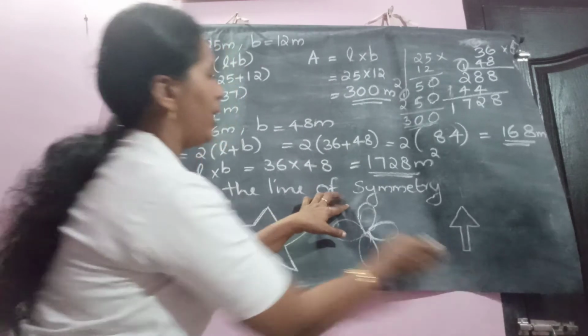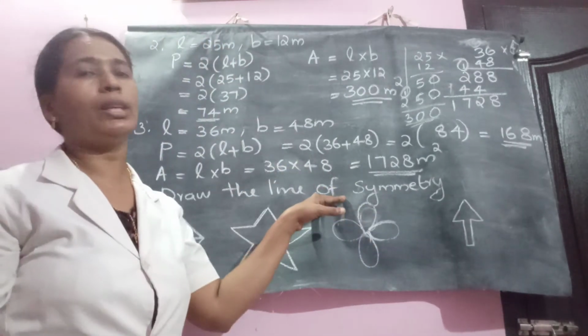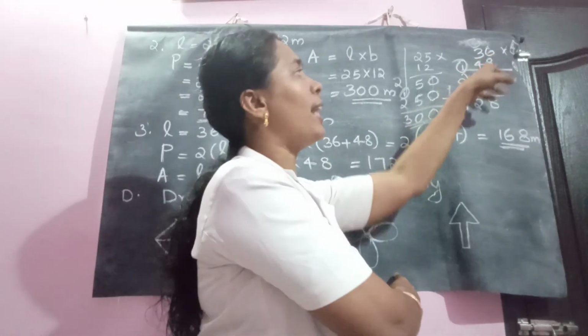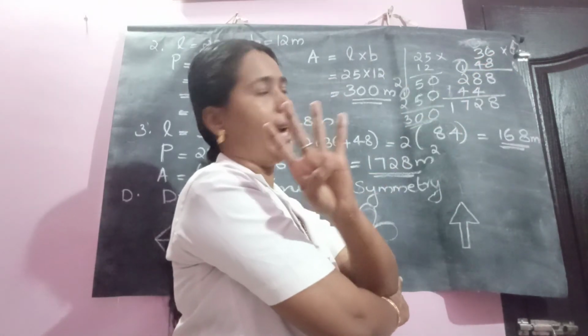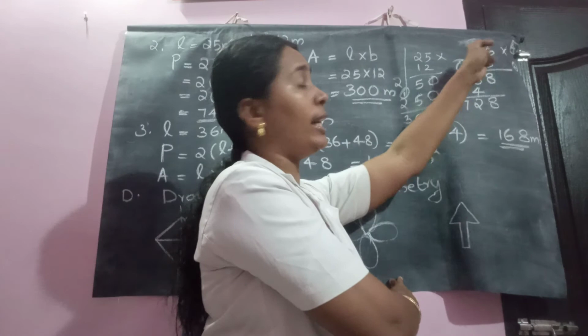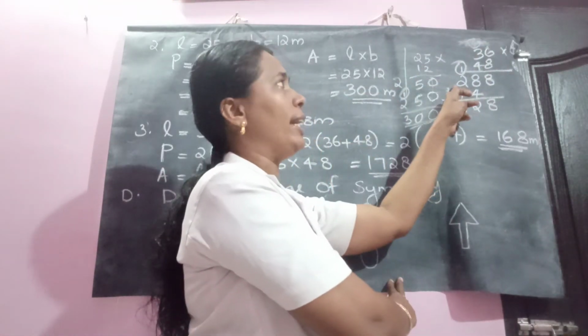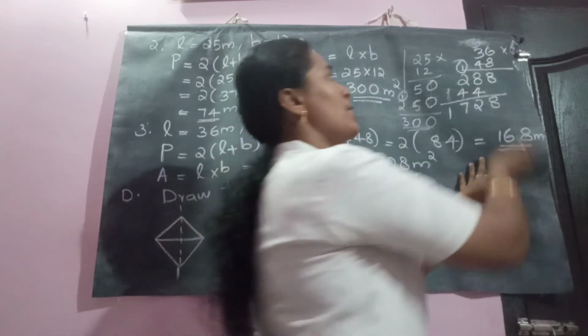Just multiply 36 into 48. How much is coming? The teacher has multiplied on your right side. 6 8s are 48. 4 in hand. Then 3 8s are 24. 24 plus 4 is 28. Then you start with 0.